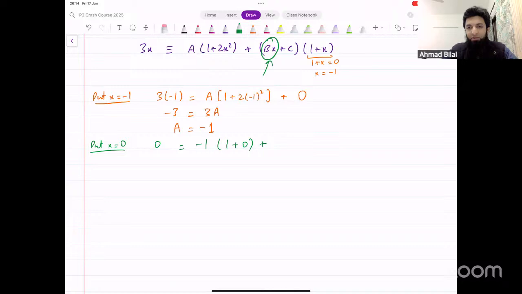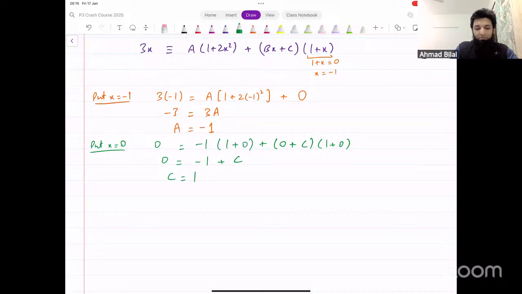B times 0 eliminates b from this equation. So a we already know. When we input x equal to 0, b also gets eliminated, and we are just left with c, and we can find the value of c from there. Okay. So we have 0 plus c into 1 plus 0. Now let's simplify this. This is -1 plus c, and c is equal to 1. That's the second value that we were looking for.